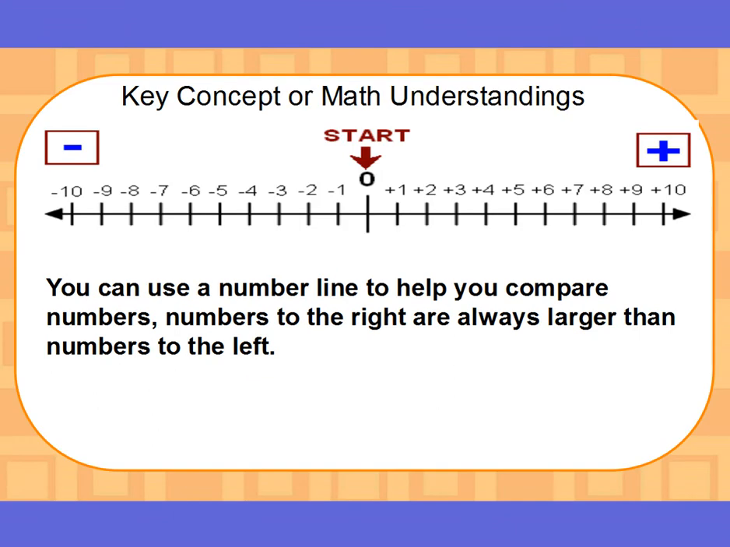Here's our summary. Our key concept is that you can use a number line to help you compare numbers. Numbers to the right are always larger than numbers to the left. You should already have these in your notes, but pause the video, make sure it's there, and if it is, you can continue. If not, make sure you add this.